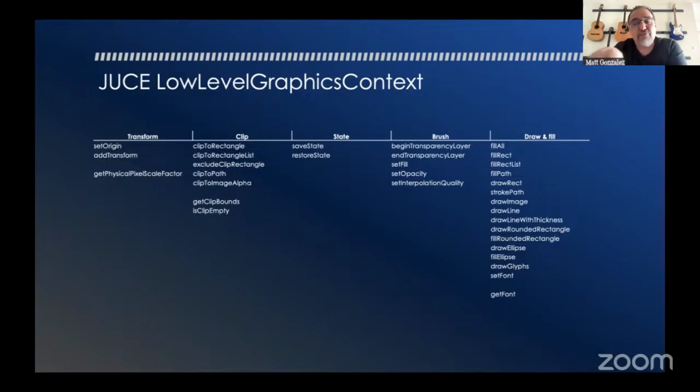This is everything a JUCE low-level graphics context can do. It's maybe a little too small on the screen share, but really it just does about 5 categories of things. That's not that many function calls if you look at it. There are 5 clipping operations you can do, 2 transform operations, 10 or 12 drawing and filling operations, and a couple of brush things. So if you can do all that, you can build a better renderer.